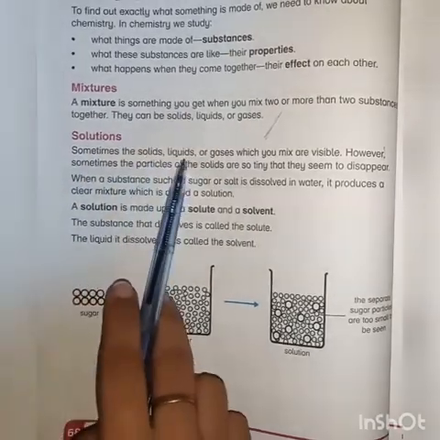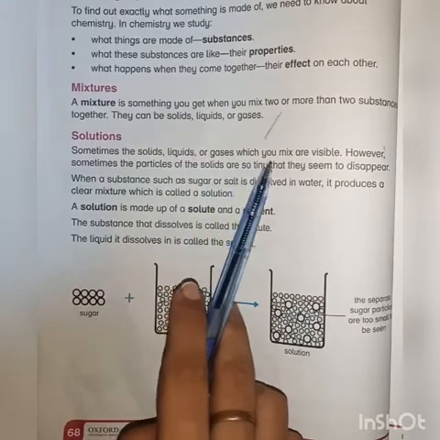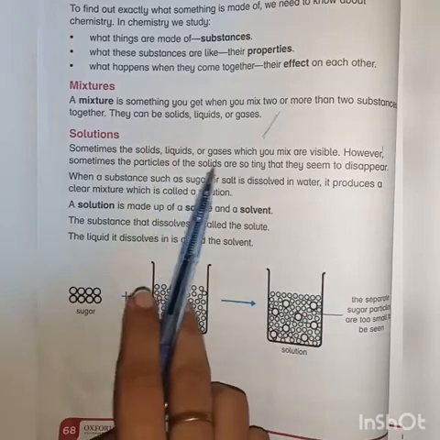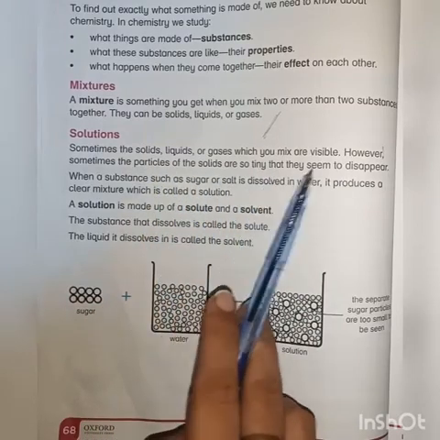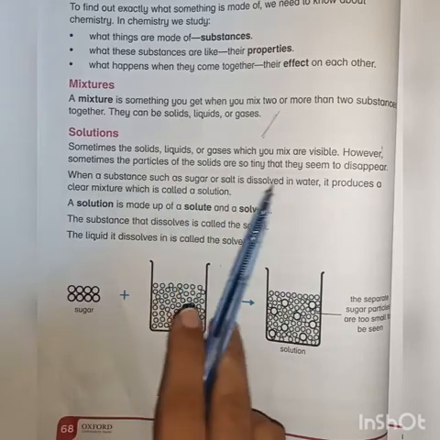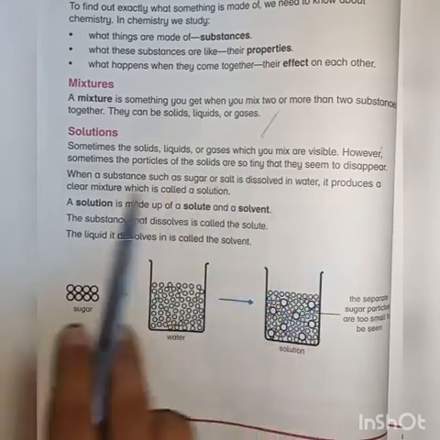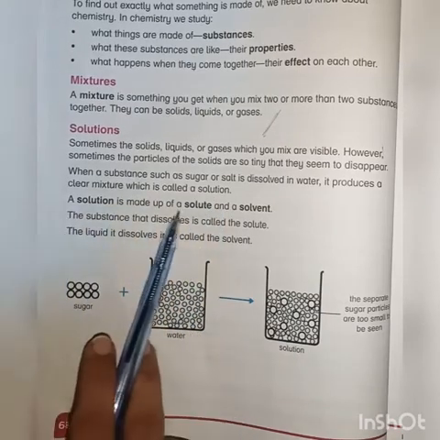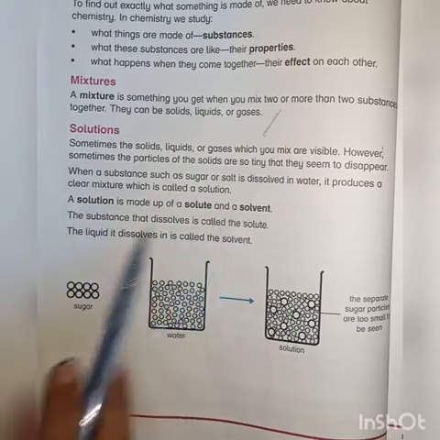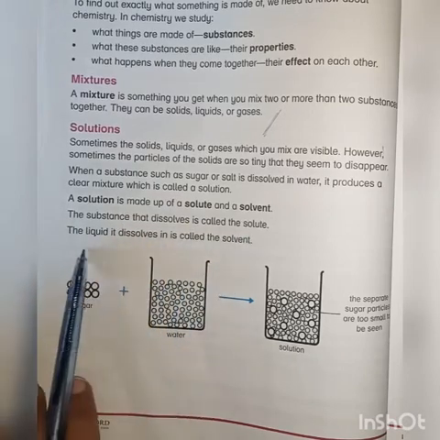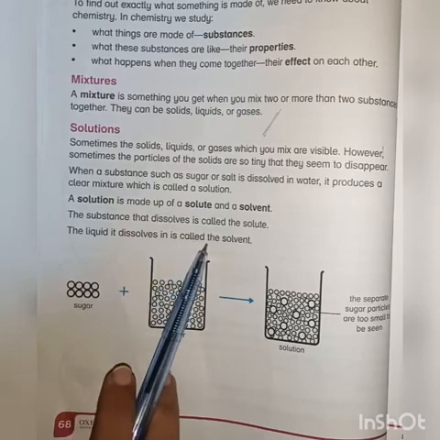Sometimes the solids, liquids or gases which you mix are visible. However, sometimes the particles of the solids are so tiny that they seem to disappear. When a substance such as sugar or salt is dissolved in water, it produces a clear mixture which is called a solution. A solution is made up of a solute and a solvent. The substance that dissolves is called the solute. The liquid it dissolves in is called the solvent.